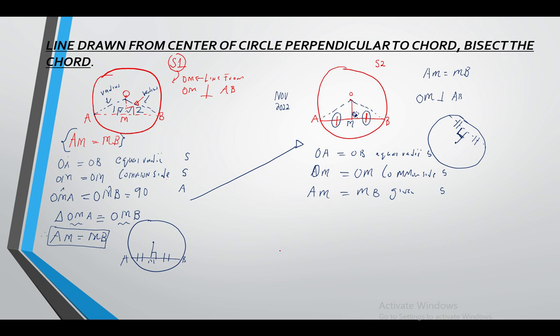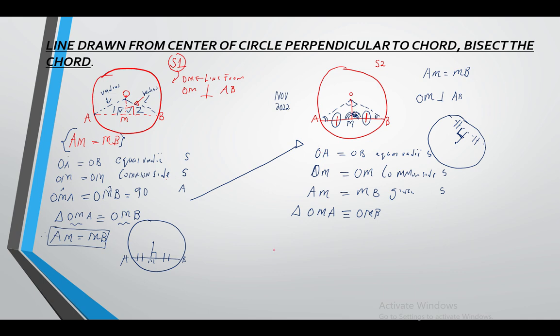So now you can claim that the triangle OMA is congruent to the triangle OMB. Because the triangles are congruent, it means even their corresponding angles are equal. In this case, let's go to the triangles. This angle here is equal to the angle here. And this angle here is equal to the angle here. And this angle here equals the angle on this side.